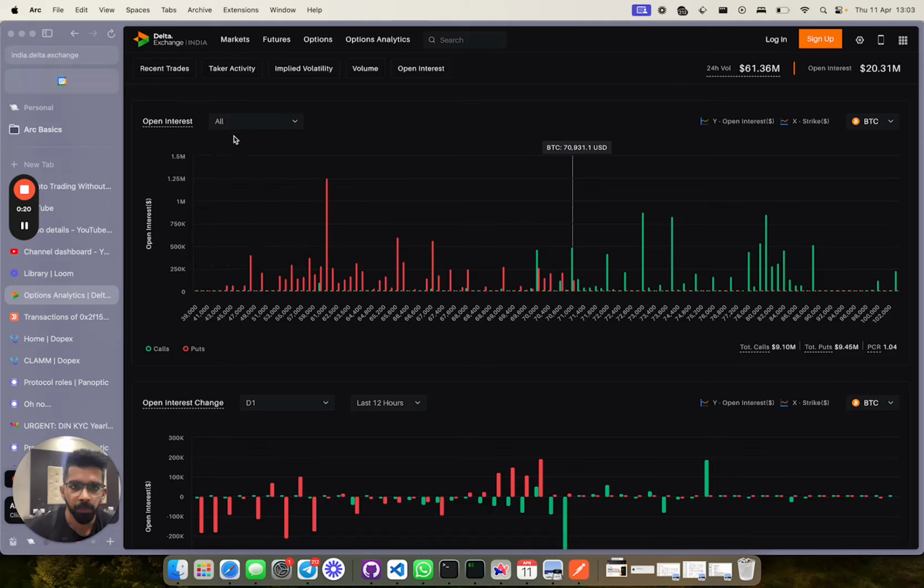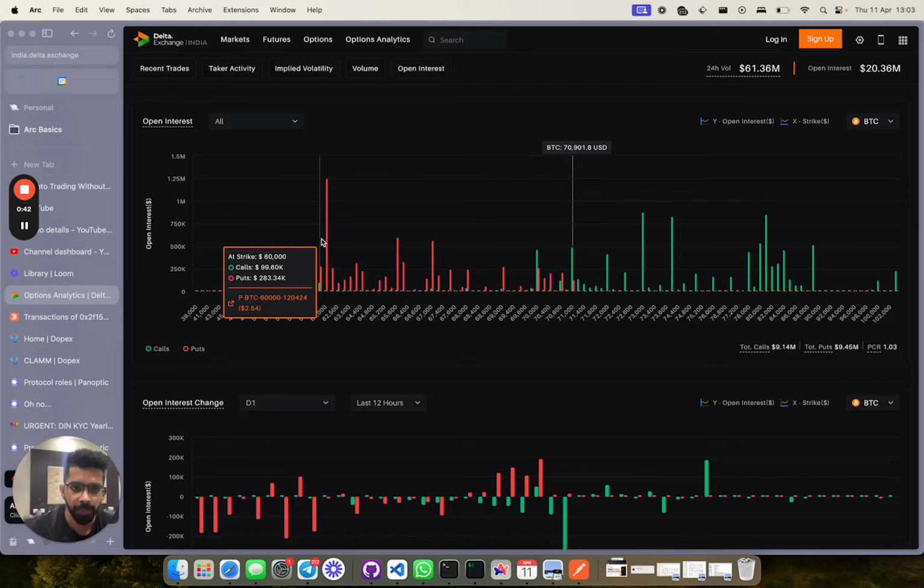The first one is the open interest. What is the open interest? Open interest is the total sum of bought and sold options at a particular strike, be it call or put options. For an example, let's take the $60,000 strike. It says 99.6k for the calls and 283k for the puts.